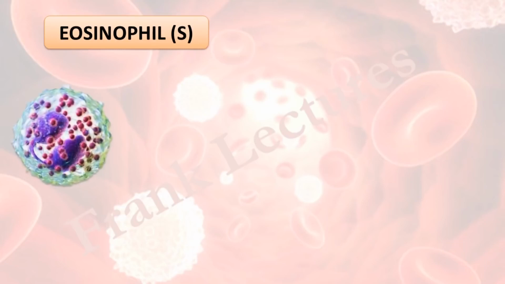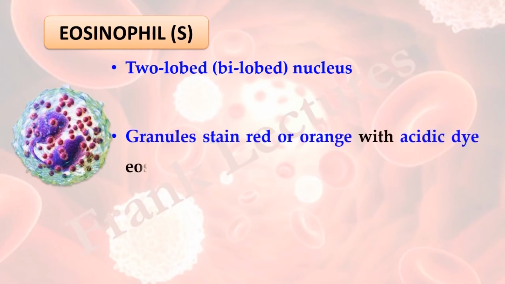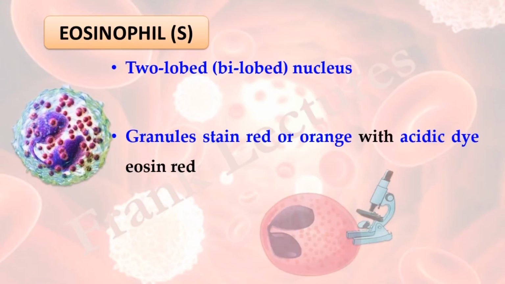Eosinophils. Eosinophils have a 2-lobed or bi-lobed nucleus, and these lobes are connected by a slender thread of chromatin. Now, if we look at the term eosinophil, philein means to love. Eosin is an acidic dye. So, the granules of eosinophils are acid loving, that is, they are readily stained by acidic dyes. So, granules stain red or orange with acidic dye eosin red. Under light microscope, eosinophils look like this.